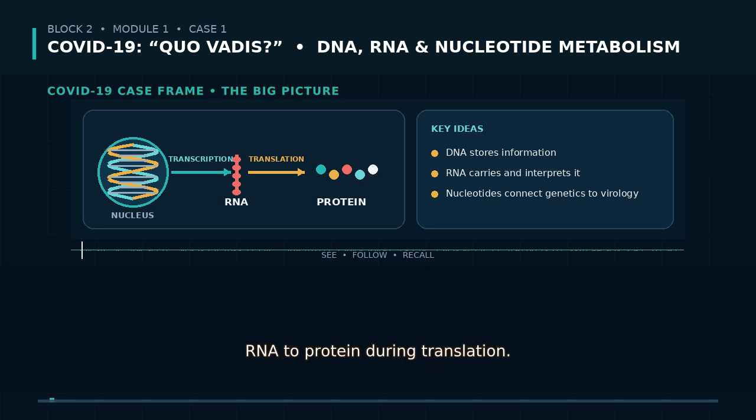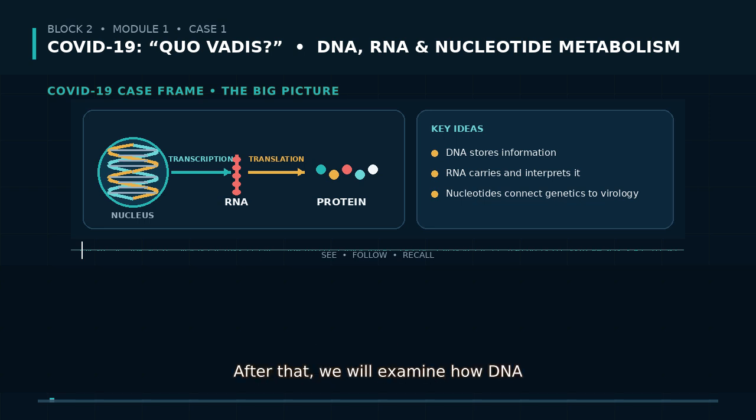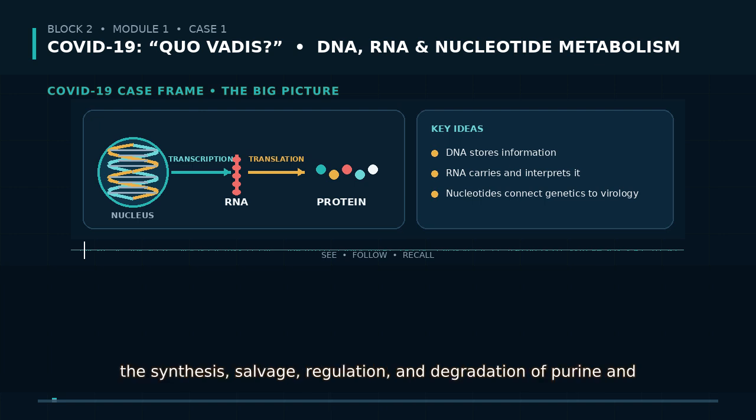We will then study the different types of RNA, the digestion of dietary nucleic acids, and the synthesis, salvage, regulation, and degradation of purine and pyrimidine nucleotides. Finally, we will return to the basic language of bases, nucleosides, nucleotides, and nucleic acids, ending with Chargaff's findings about DNA base composition. Biochemical events in the nucleus.